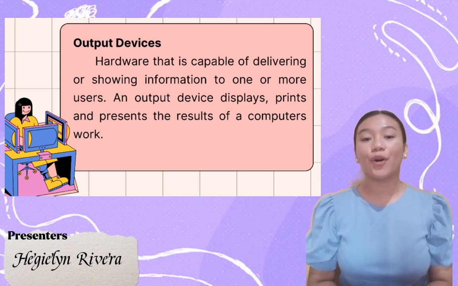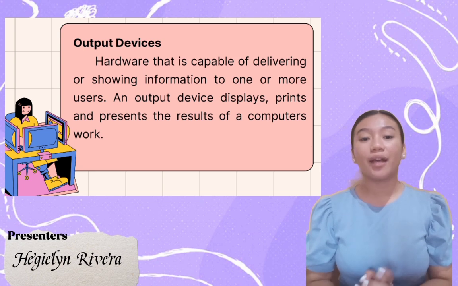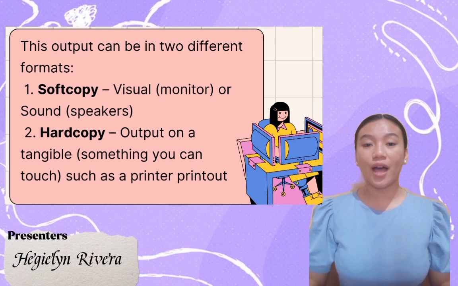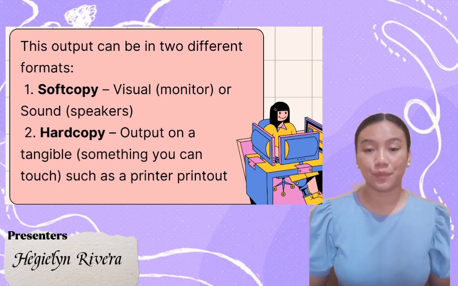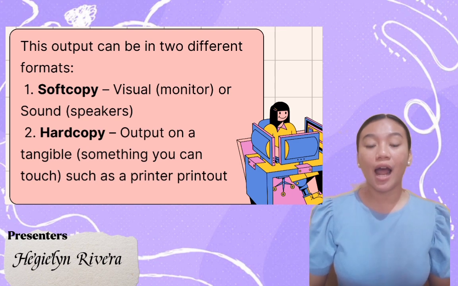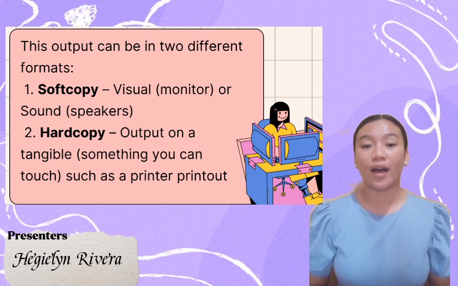Tandaan na kung ano ang input natin sa computer, yun ang magiging output natin. Maliwanag? So, after processing the input data, the computer will give its output. This output can be in two different formats. It can be soft copy or hard copy. When we say soft copy, it is visual or sound. Hindi ito nahahawakan, kundi nakikita mo lang ito or di kaya'y naririnig mo lang ito.